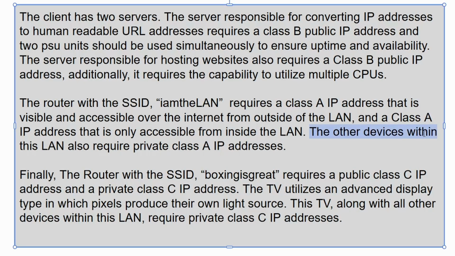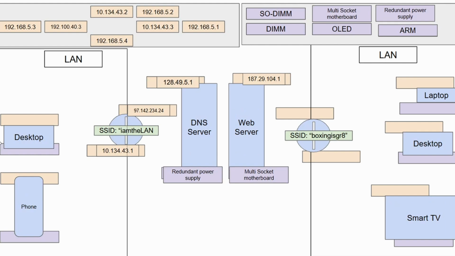The other devices within this LAN also require a private Class A IP address. All right, so within this LAN that we're just working in, these two devices need a private Class A IP address. Now, we've got one here. It's going to be that same network, guys. These specific ones, whether it ends in 2 or 3, doesn't matter. We just have to make sure it's a private Class A IP address, and it's easy because we already know the network that it belongs to. They should all have 10.134.43 as the network because that's the private IP address of the router.